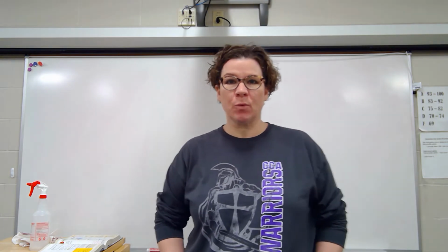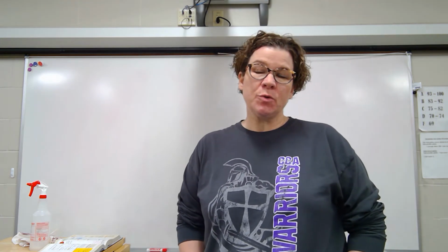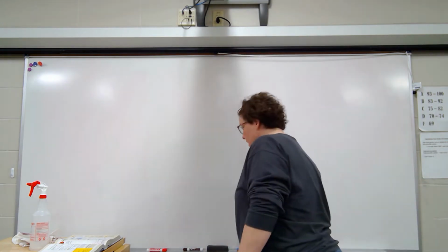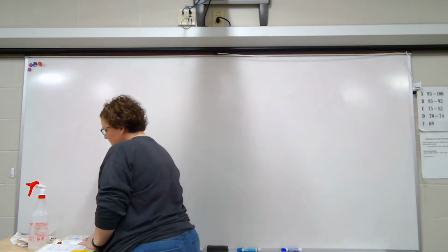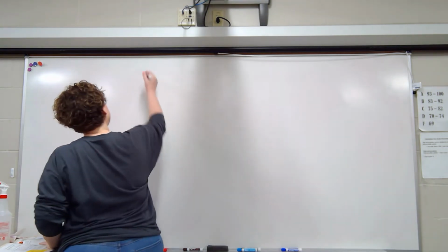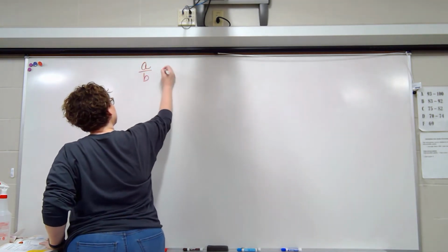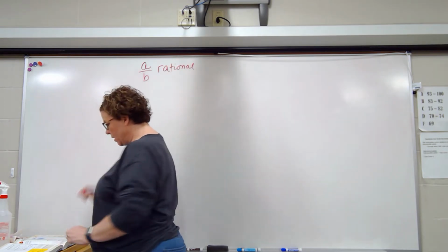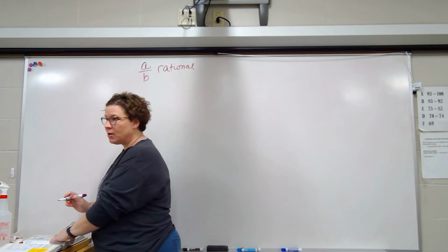I wanted to go over what we talked about before we left on the 13th. We were talking about rational numbers. You should have your notes from where we talked about what a rational number is. That is a number that is written in A over B form, basically written as a fraction. That's a rational number.